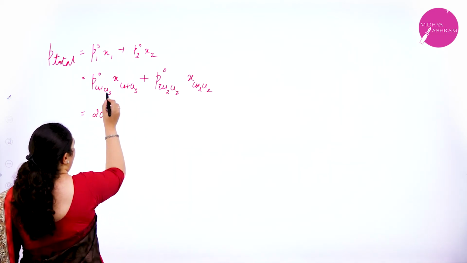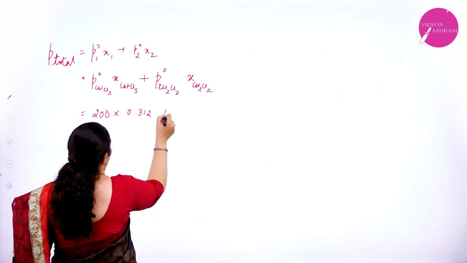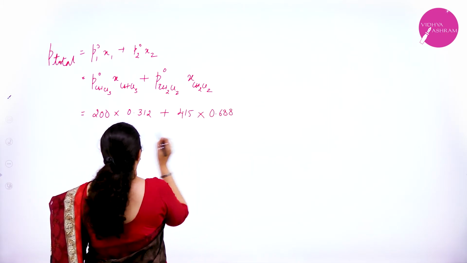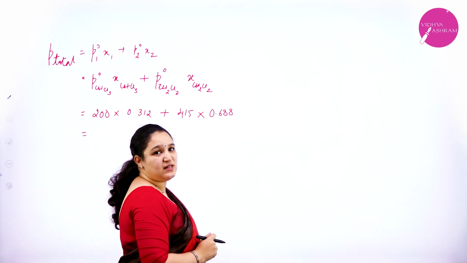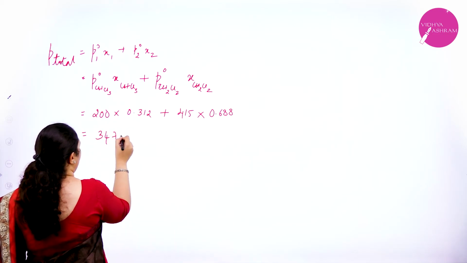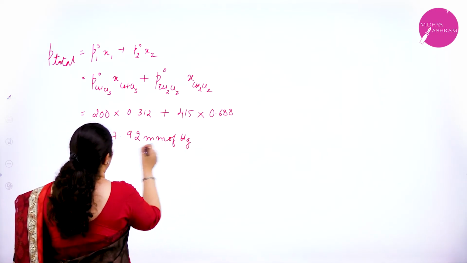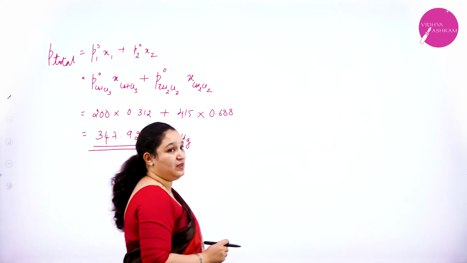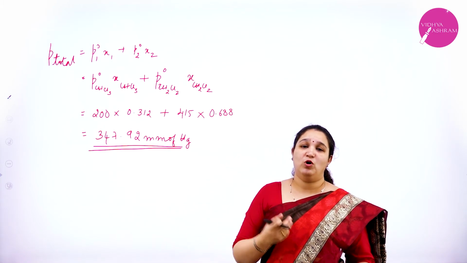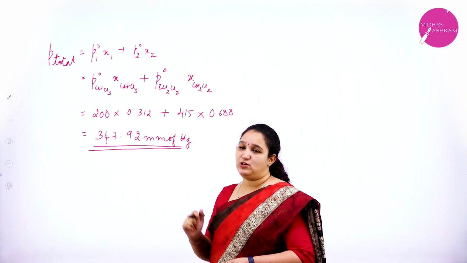Okay, so what is the partial pressure? 200 for chloroform into 0.312 plus here it is 415 into 0.688. So if you solve this, you're going to get the answer as 347.92 mm of mercury. Now this is the first part of the question. The second part of the question was to find out the composition or mole fraction in the vapor phase. Correct? This is the first part of the question.